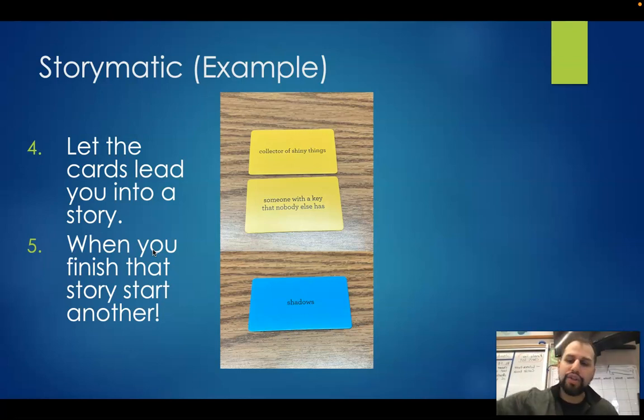There are only 2 rules. The 2 rules are your main character should change from the beginning of the story to the end of the story. It doesn't have to be a big change. So it can be a physical change, an internal change. They have to learn something, right? Most stories, the character grows.